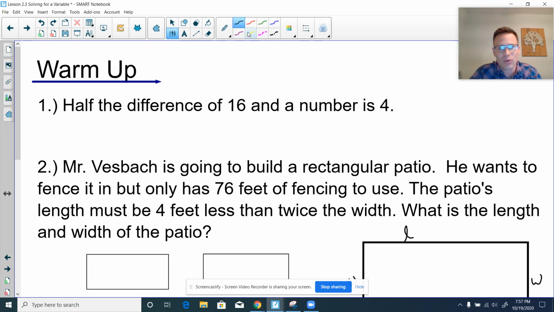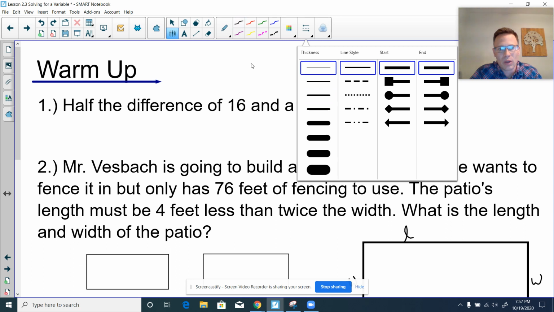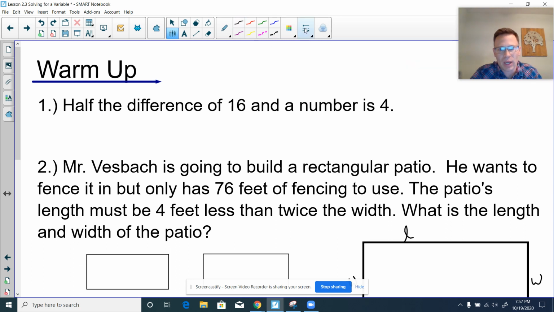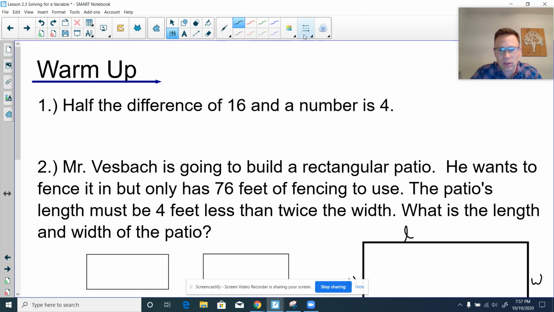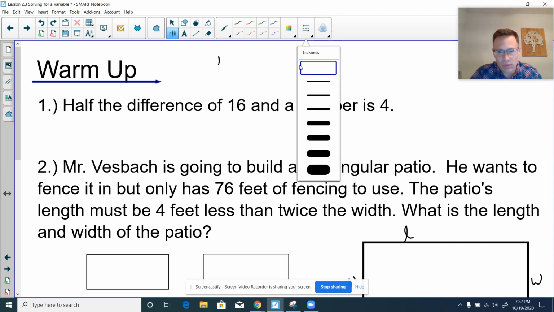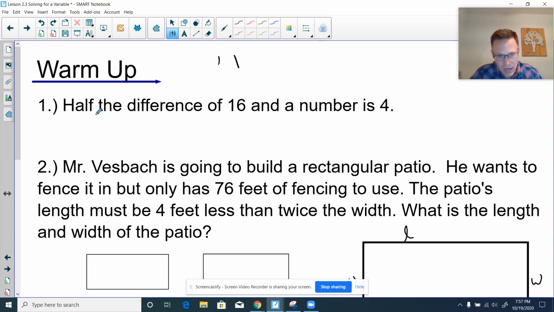This is a little bit of a review from last time. Again, we're working on this idea of developing equations from sentences. Let's get started with that. First sentence we have to interpret is: half the difference of 16 and a number is 4.